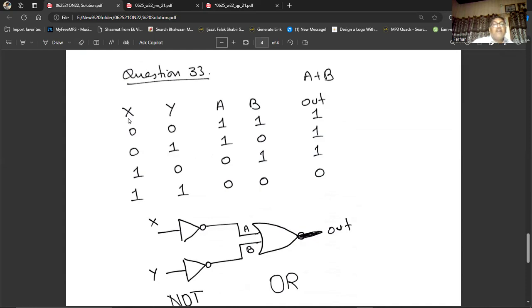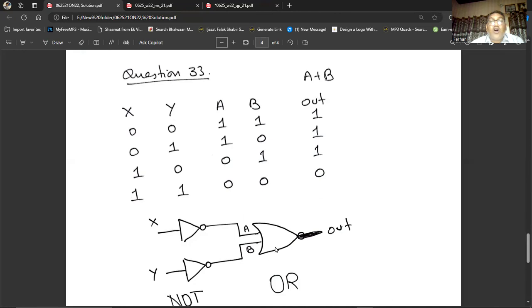If the inputs at X and Y are 0 0, 0 1, 1 0, 1 1, because these are NOT gates, what they do is invert it. So at A and B, when here you have 0 and 0, this will become 1 and 1. When here you have 0 and 1, this becomes 1 and 0, because basically this is inverting. Whatever is the input at X, the A will be opposite of that. Whatever is the input on Y, the B will be opposite of that. So when you have 1 0, here you will have 0 1. When you have 1 1, here you will have 0 0.